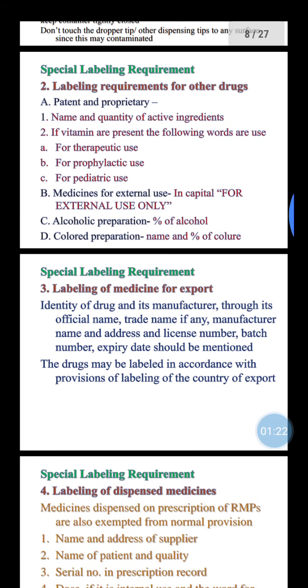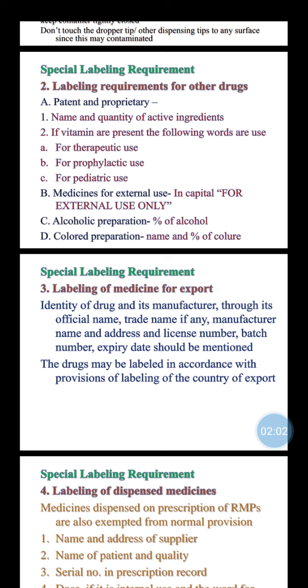Today we will start with the remaining part of labeling and packing of drugs, beginning with labeling of medicine for export. The identity of the drug and its manufacturer through its official name, trade name if any, manufacturer's name and address, license number, batch number and expiry date should be mentioned on the label. The drug must be labeled in accordance with the labeling provisions of the country of export. These are the requirements for export of a drug to another country.